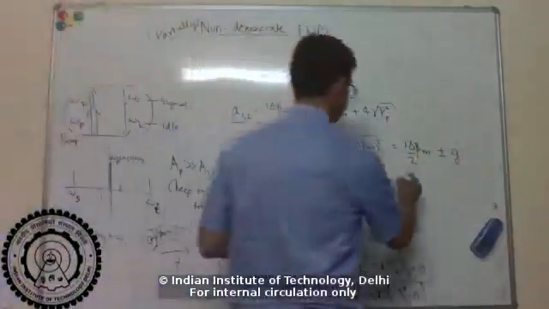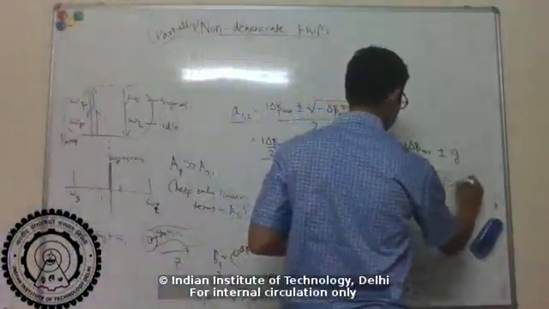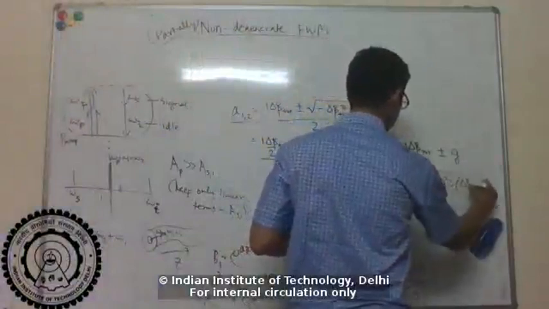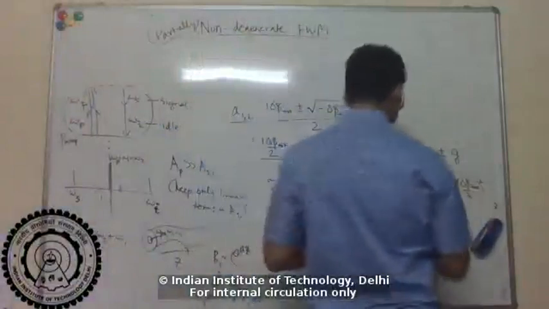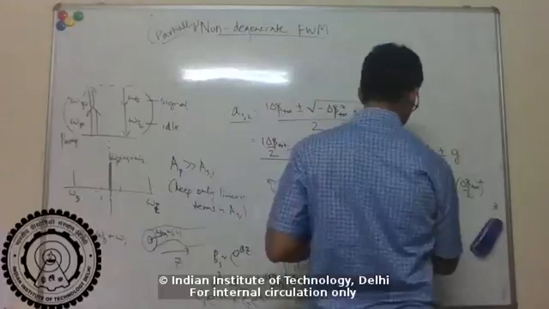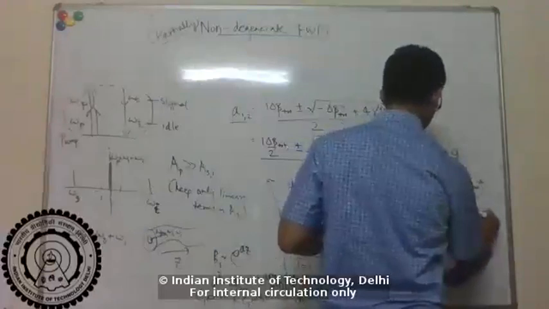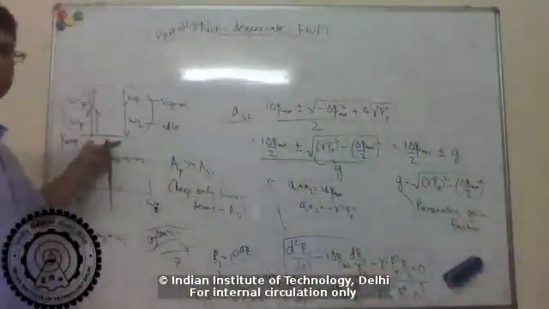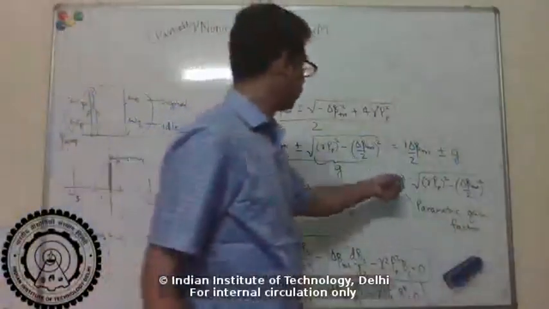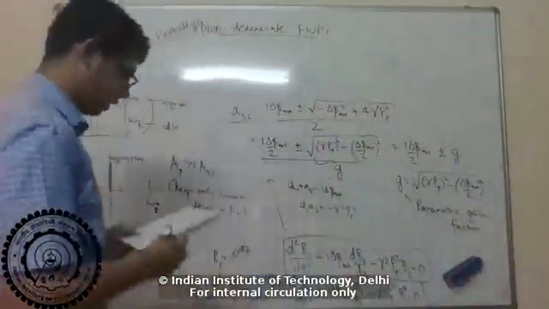Okay, so maybe just mention it here. So G equal to this is called the parametric gain factor. Parametric is because this process is parametric. Gain, we'll see this comes in as a gain for the signal or idler. Okay, it's called parametric gain factor.